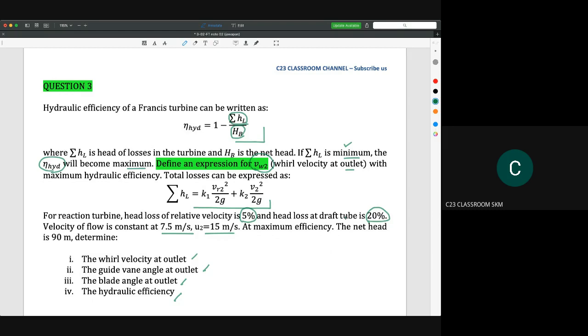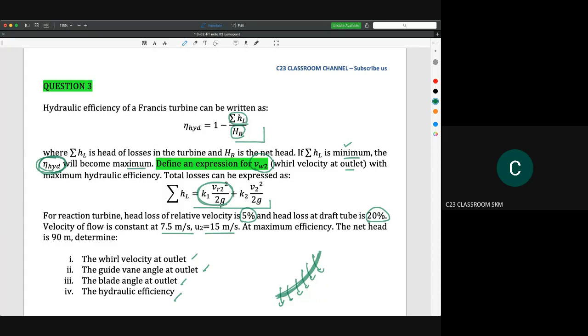So actually, we must understand the meaning of hydraulic efficiency. The hydraulic efficiency means the efficiency that occurs at the blade, at the runner. So the maximum hydraulic efficiency means there are no losses when energy is being absorbed at the blade, at the runner.